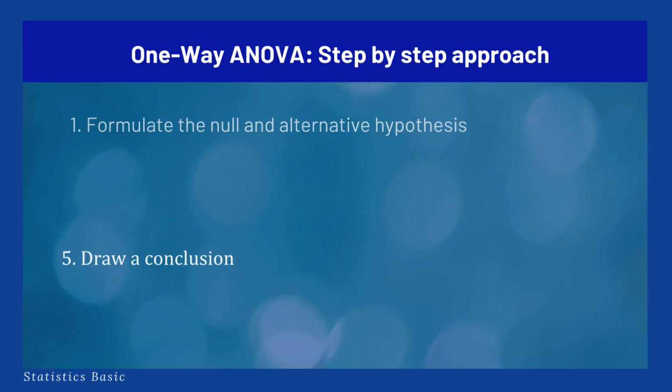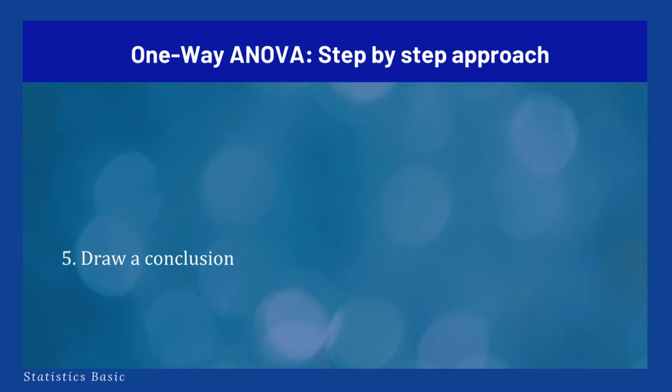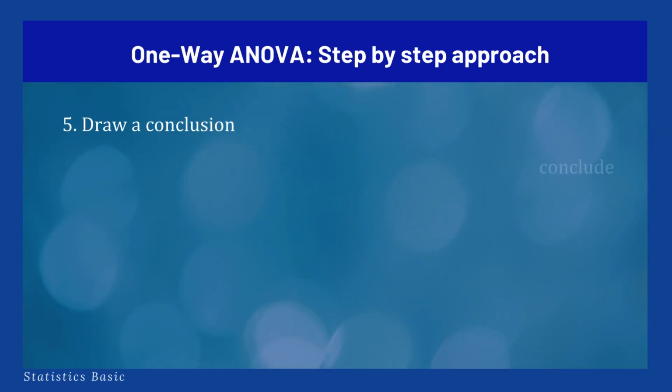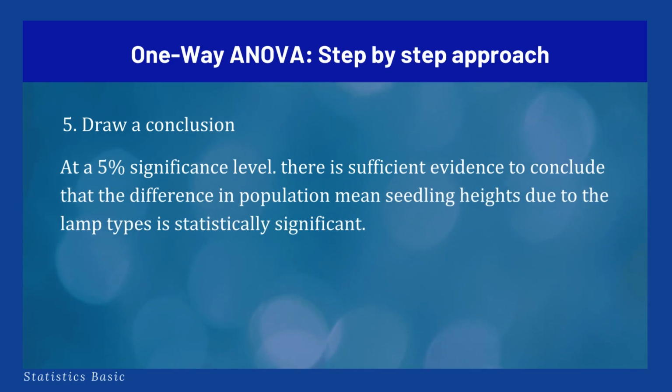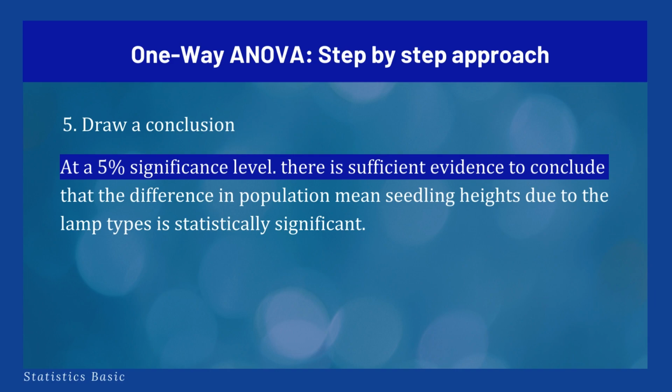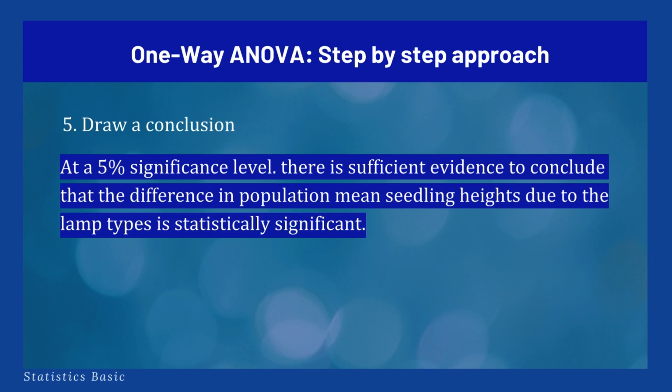Now, in the fifth and final step, we will conclude the summary of the hypothesis test. Since the null hypothesis is rejected at a 5% significance level, there is sufficient evidence to conclude that the difference in population mean seedling heights due to the lamp types is statistically significant.